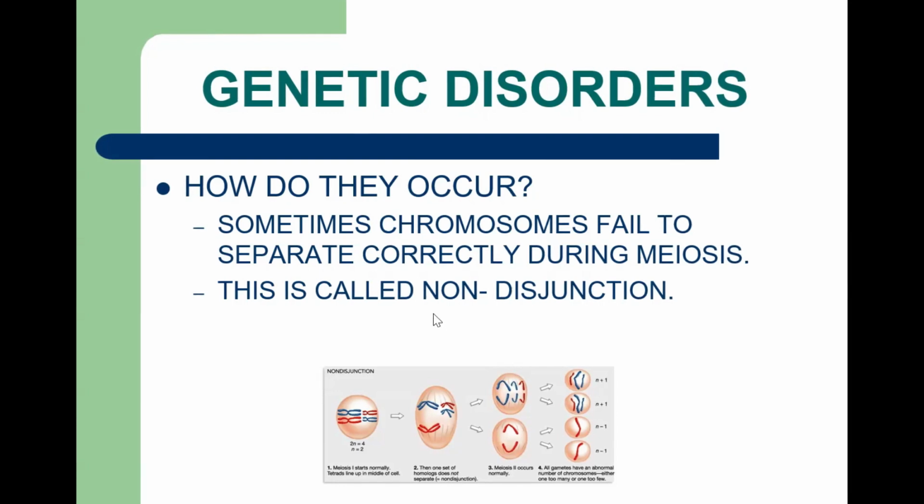So, for example, during meiosis, the chromosomes tend to separate. Look at it here. We have meiosis 1 start normally, which is we have the tetrad line up in the middle of a cell. So when you have a situation where all the gametes have an abnormal number of chromosomes, either one too many or one too few, this actually happens when the chromosomes fail to separate correctly.